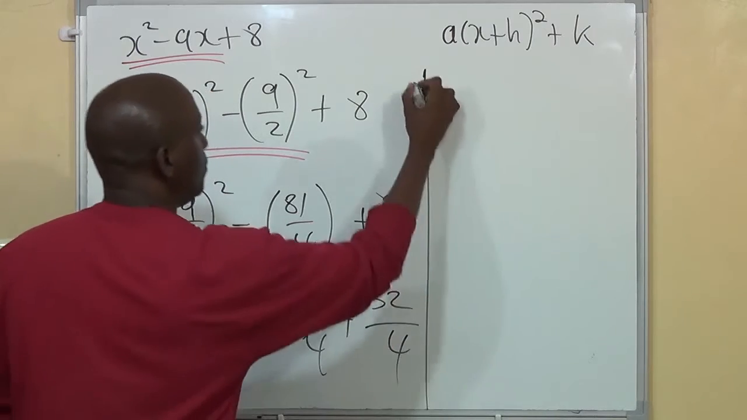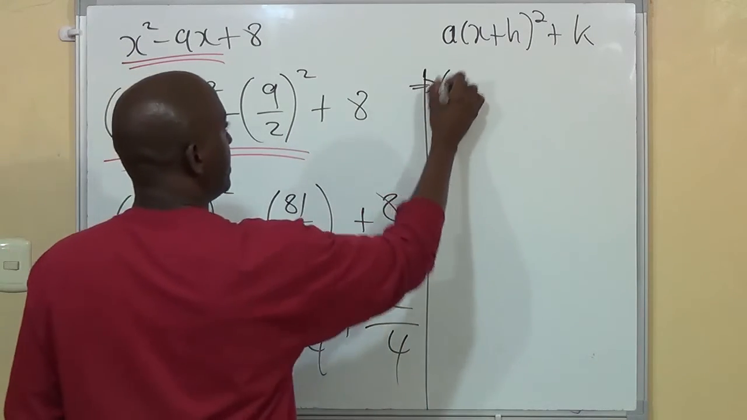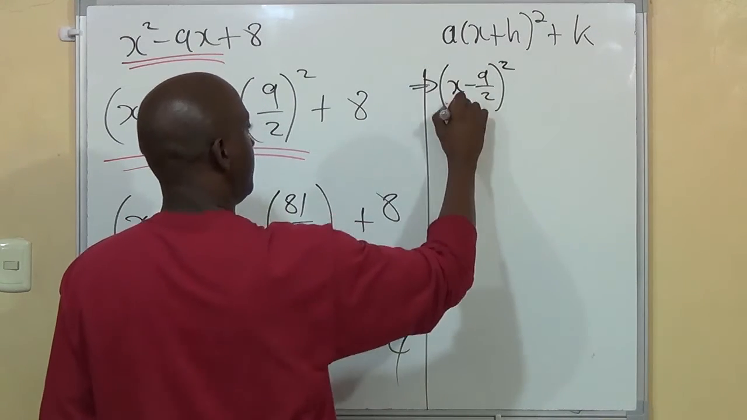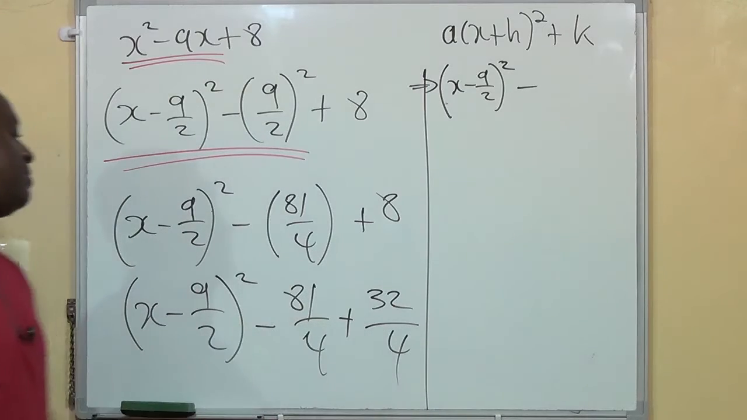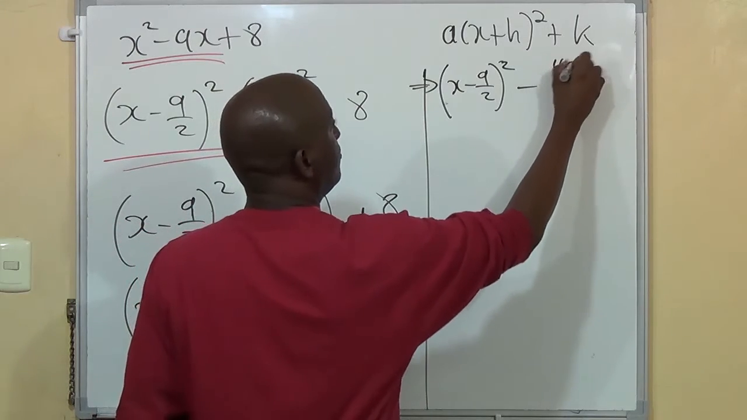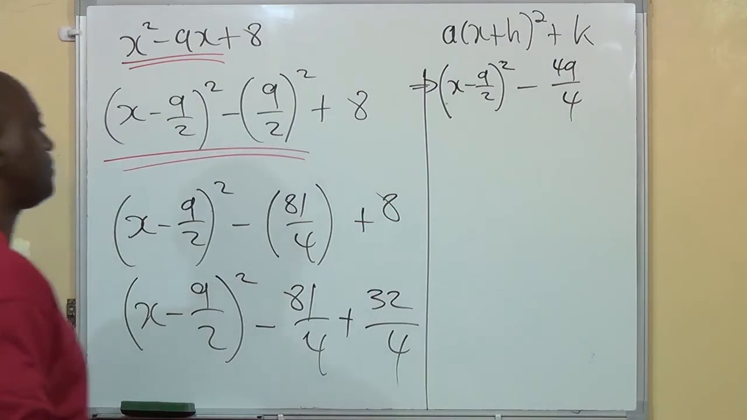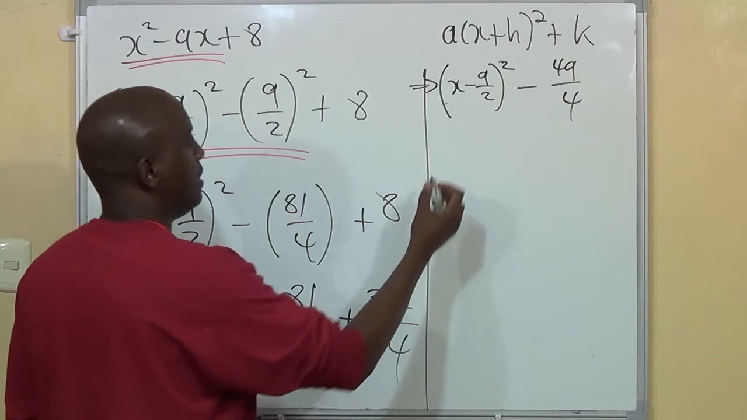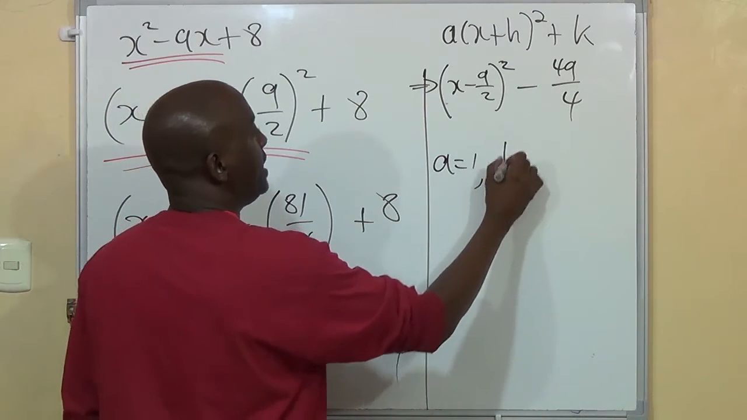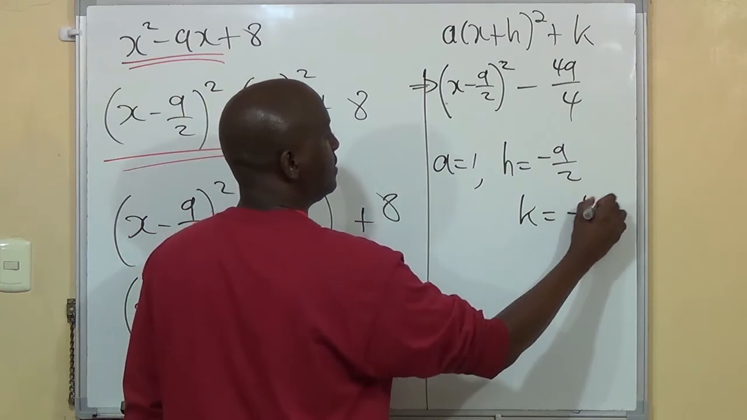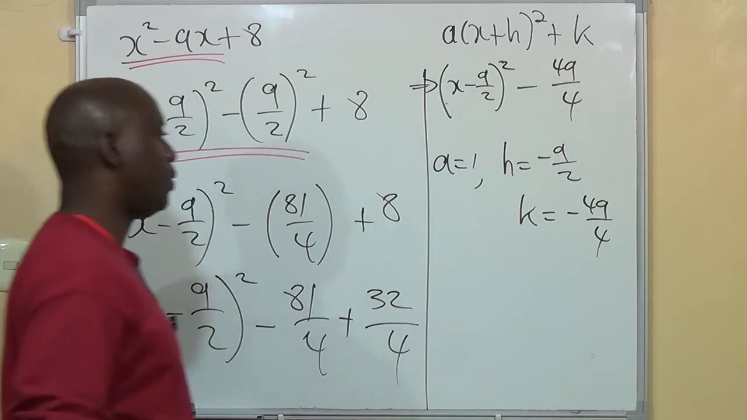Alright? So we come now and we say that this is the same thing as x minus 9 over 2, to be squared. Alright? Minus 81 plus 32 is minus 49. So you'll get minus 49 over 4. Alright? And that is the answer. Now, let me write out the A. The A is equal to 1. Your H is equal to minus 9 over 2. And your K is equal to minus 49 over 4.